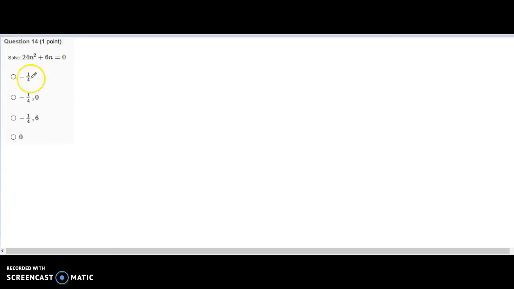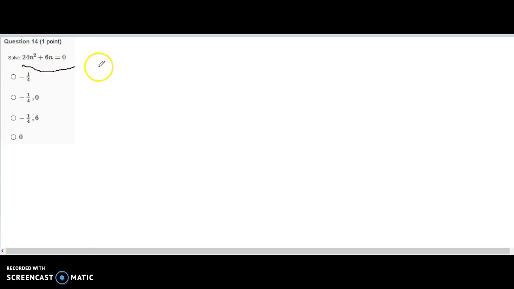Right, I'm going to be going over 3 questions from the Chapter 5 test, and these are the ones that were missed most frequently by the students in my sections of Math 100B, and we'll start with number 14. So we're solving this equation right here.